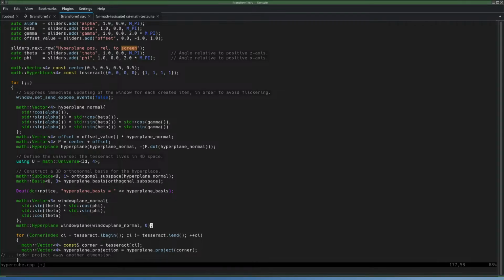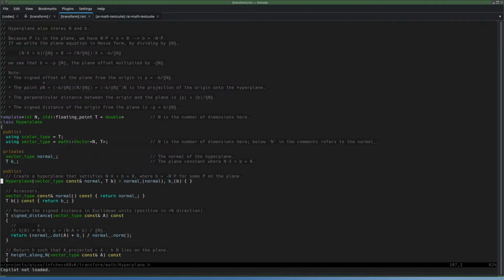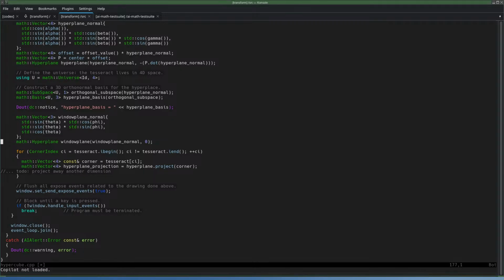Dot product is a scalar. So let's check. The hyperplane can be constructed from a normal and some floating point type t. So now the hyperplane is the normal dot product with x equals 0. Yeah, so we just project n away. Yep, I think I'm happy with that.